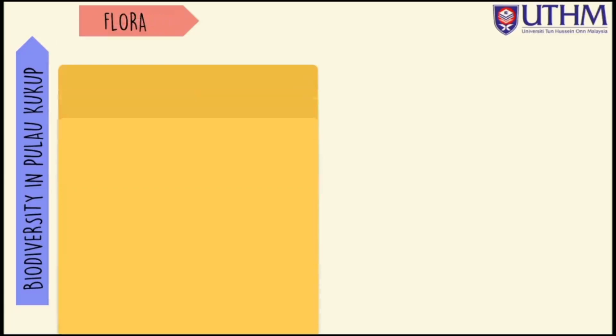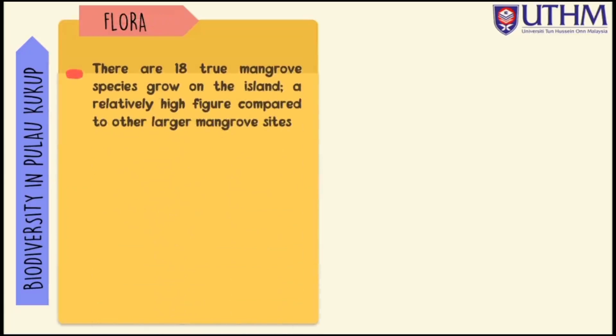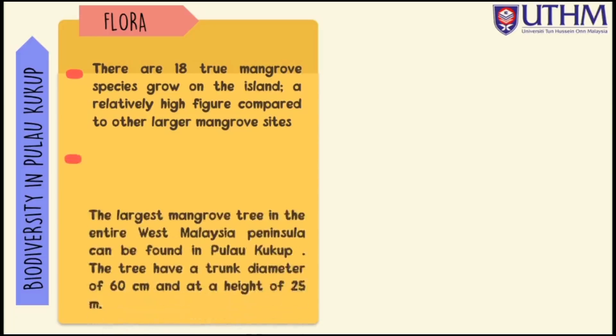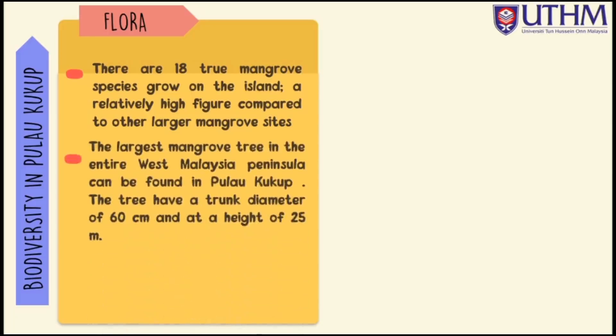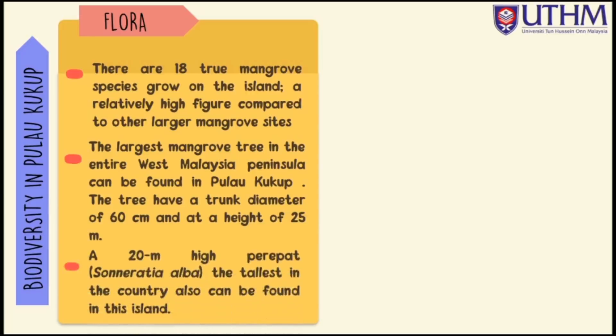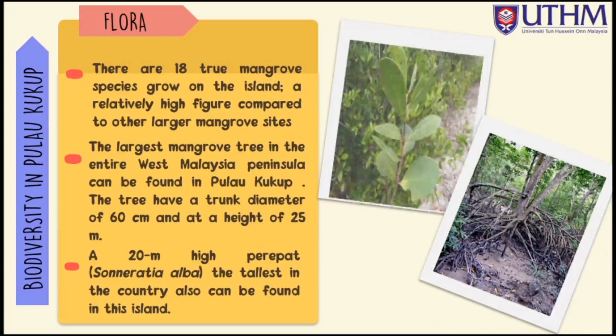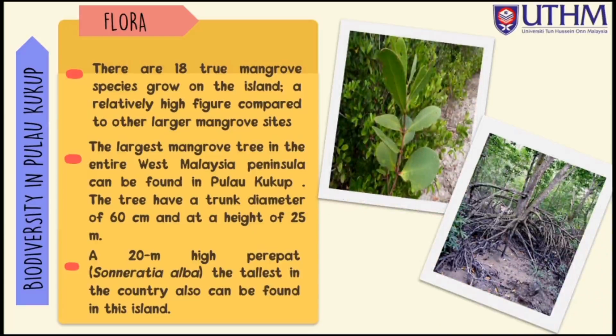Biodiversity in Pulau Kukup. For flora, there are 18 true mangrove species growing on the island, a relatively high figure compared to other larger mangrove sites. Next, the largest mangrove tree in the entire West Malaysia peninsula can be found in Pulau Kukup. The tree has a trunk diameter of 60 cm and a height of 25 meters. A 20-meter high parapet can also be found on this island. This is the picture of a mangrove tree and Sonneratia alba.